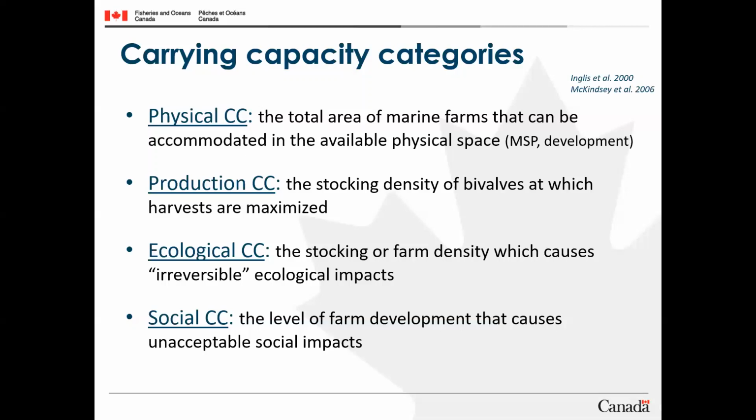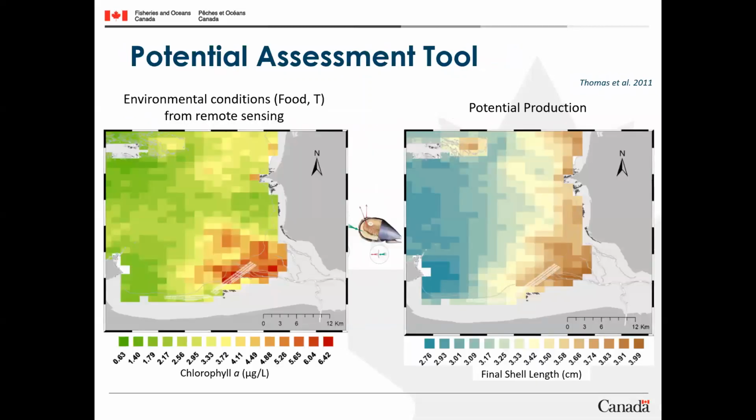And starting with a fairly, I'd say, in between the physical and production carrying capacity, it's a tool that takes advantage of remote sensing, so satellite images, for example, to provide information about the environmental conditions that are relevant for the growth of the bivalves, so food, temperature. And so usually covering a large spatial scale with these images, which is an advantage for, again, marine spatial planning or development of future activity.